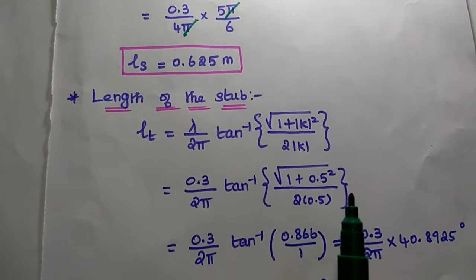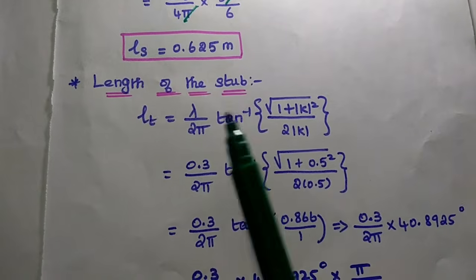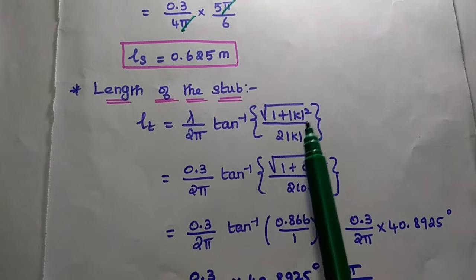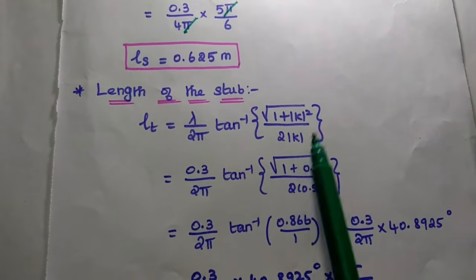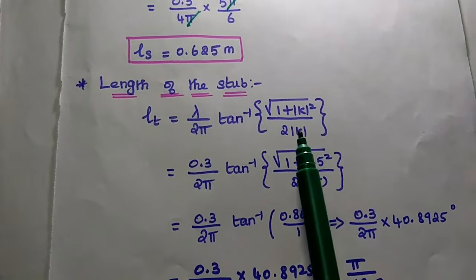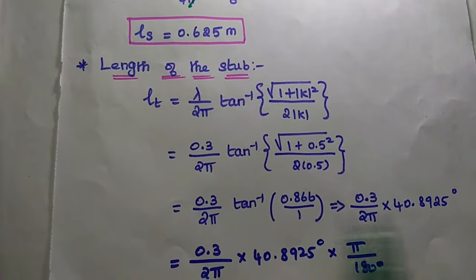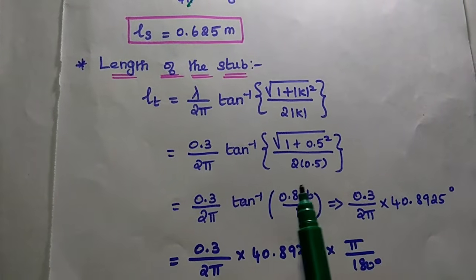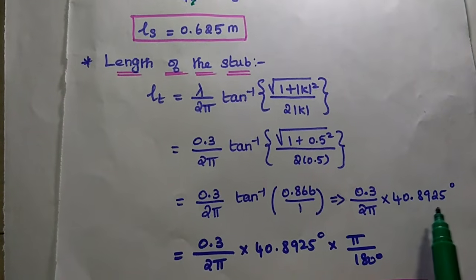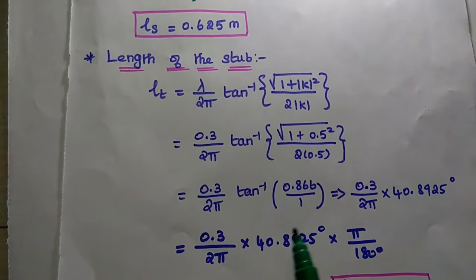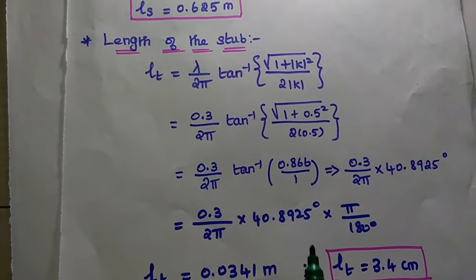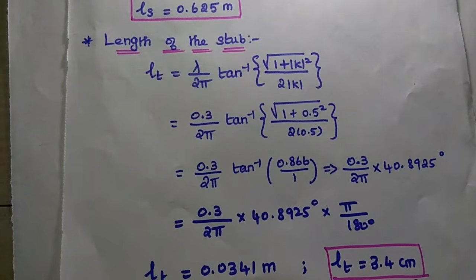Next we are going to find the length of the stub. The formula is lambda by 2 pi tan inverse of square root of 1 plus k squared, divided by 2 into k. Here we have to consider only the magnitude. Then we substitute the values of lambda and k here. Then we get the answer as 0.32 pi. The angle of tan inverse of 0.866 is 40.8925 degree. We have to convert this degree into radian by multiplying by pi by 180 degree. So here the answer is 3.4 centimeter.